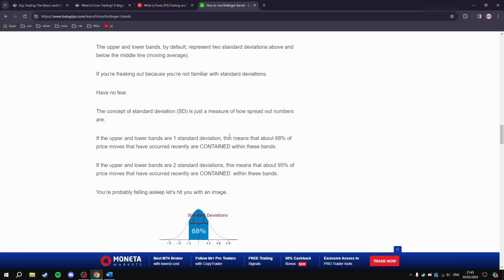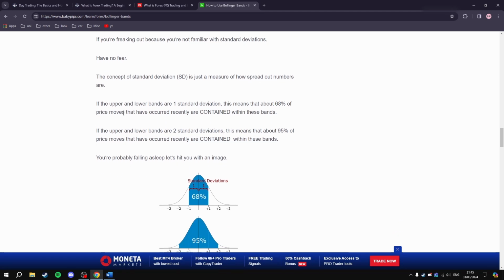If you're freaking out because you're not familiar with standard deviations, have no fear. The concept of standard deviation is just a measure of how spread out numbers are. If the upper and lower bands are 1 standard deviation, this means that about 68% of the price moves that have occurred recently are contained within these bands. If the upper and lower bands are 2 standard deviations, this means that about 95% of price moves that have occurred recently are contained within these bands.